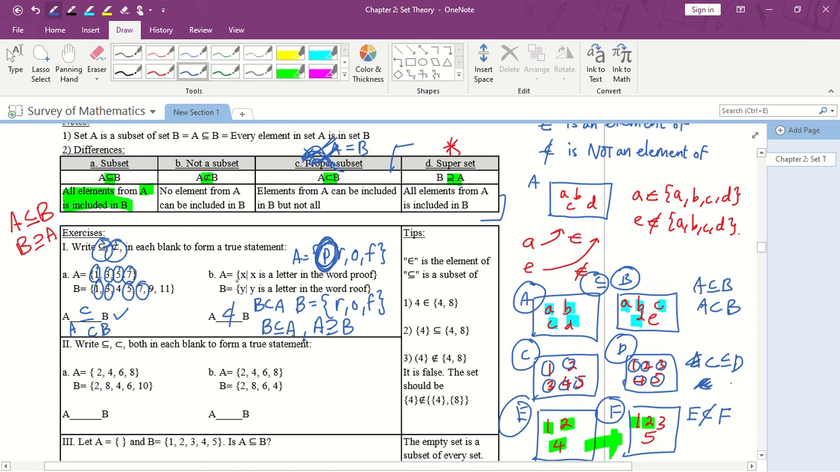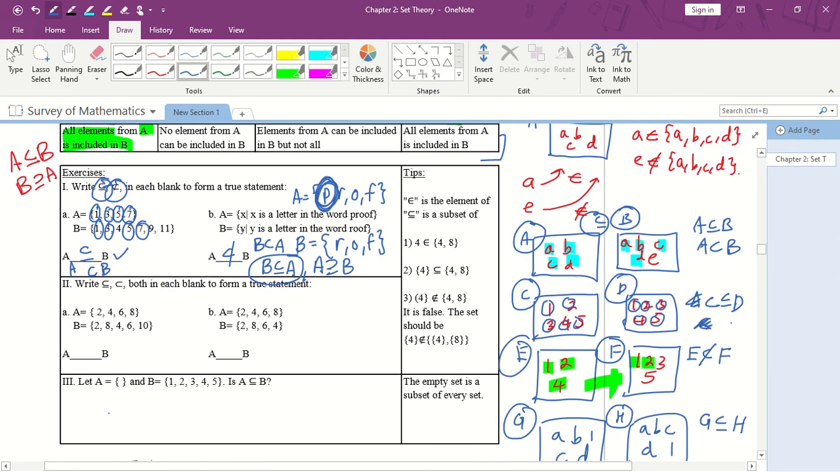Okay, but just focus with this one, okay? According to the questions, okay? And let's look at the second question. Write subset or a proper subset or both in each blank to form a true statement. Okay, so let's look at this one.